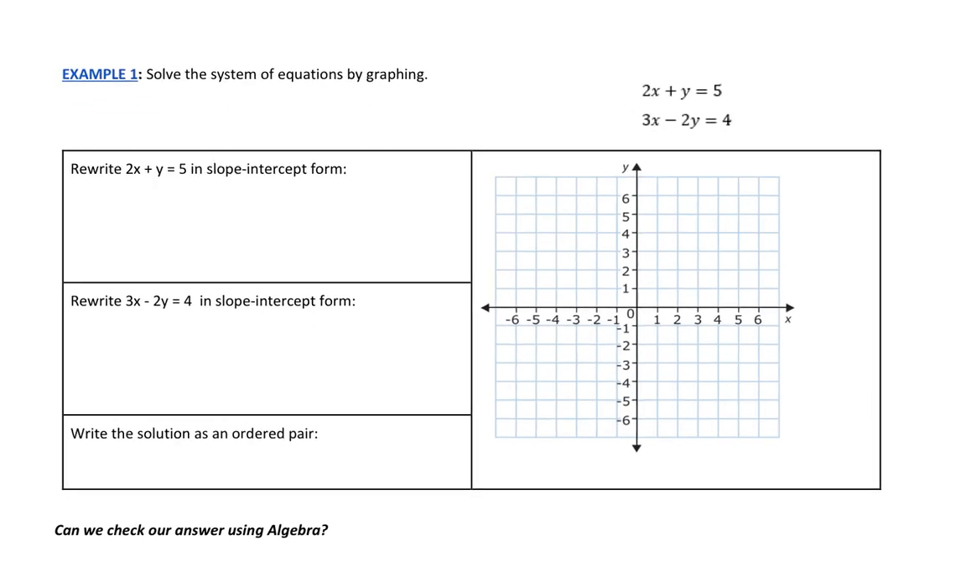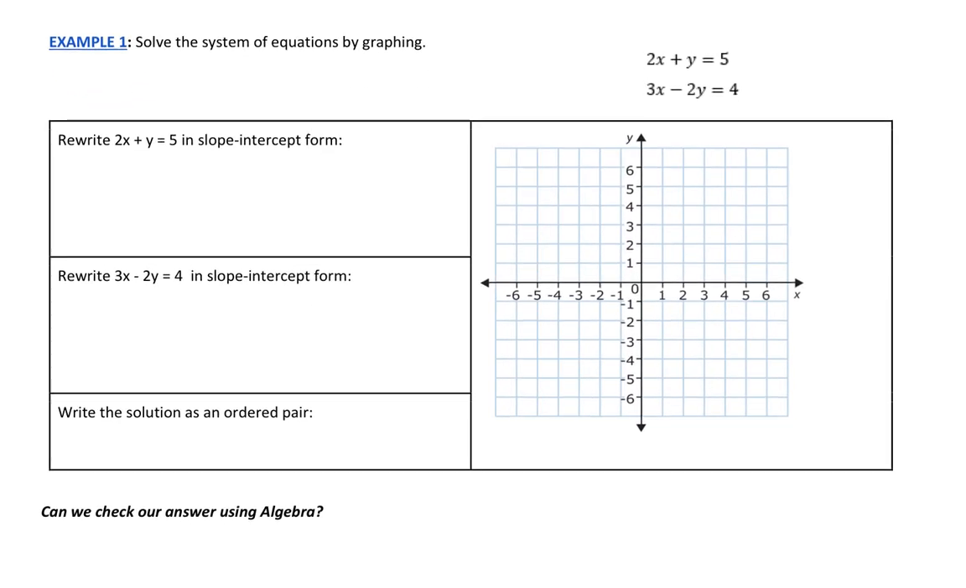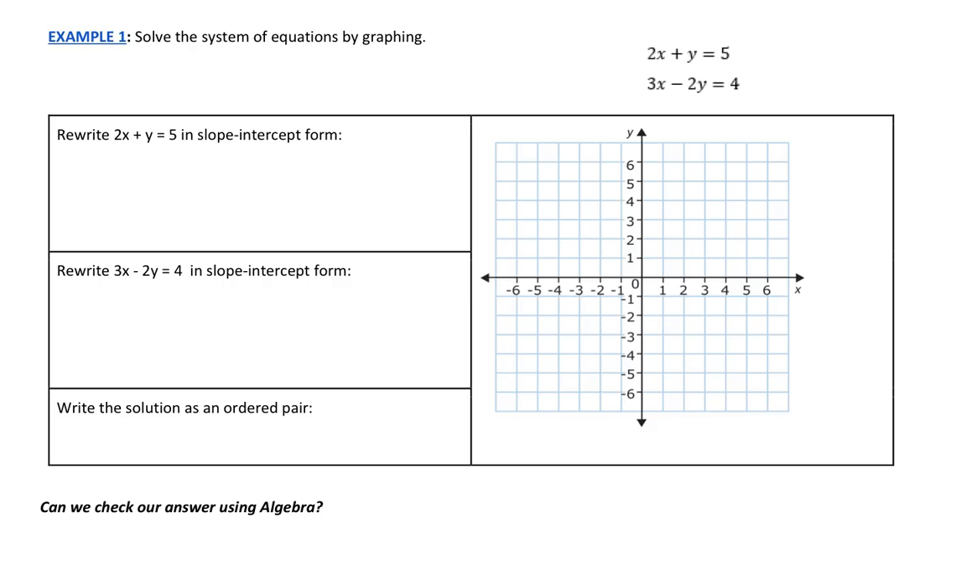Okay, so this first example asks you to solve the system of equations by graphing. So the first thing, it asks us to take one of the equations and rewrite it in slope-intercept form. So that means we have to move that 2x to the other side. Okay, and we're going to do the same thing for the other equation. I have to solve this for y, so we go ahead and do that. That becomes a positive 3/2 x minus 2. And then we need to graph those and see where they intersect.